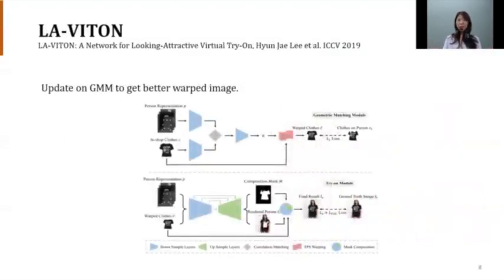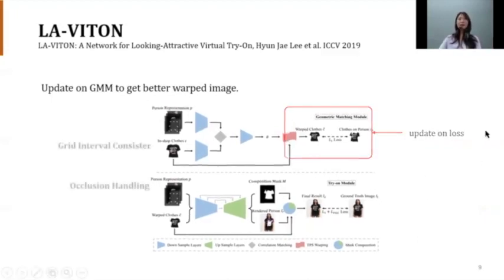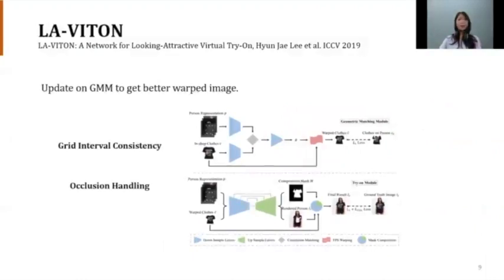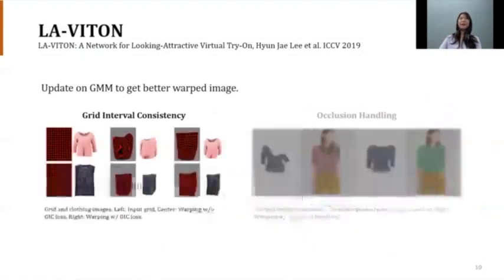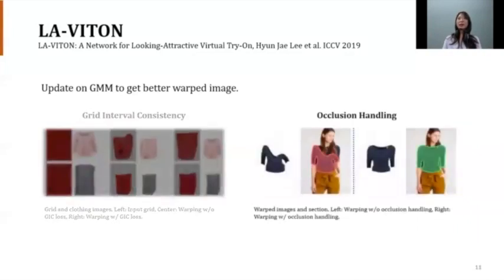And the other paper, LA-VITON, is an enhanced version of CP-VITON, especially with an enhancement on the GMM model's loss function. Two concepts are added. The first one is grid interval consistency, and the other one is occlusion handling. Grid interval consistency is based on the assumption that real cloth is not warped drastically. And occlusion handling means that cloth sections hidden by the hair or the hand are also taken into account.